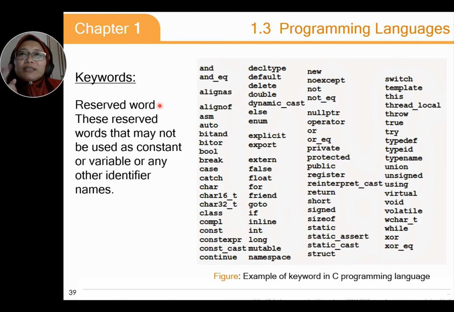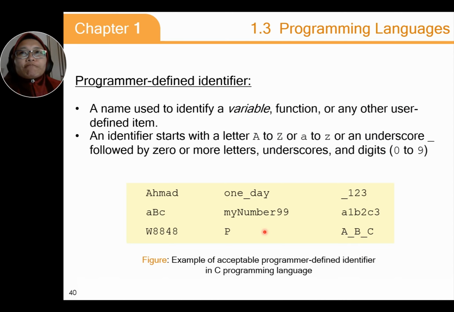The next part is the keywords. Here is an example of keywords. Keywords in the C programming language are reserved words. So if you write your own identifiers or variables, you cannot use these reserved keywords. Next, these are programmer-defined identifiers.